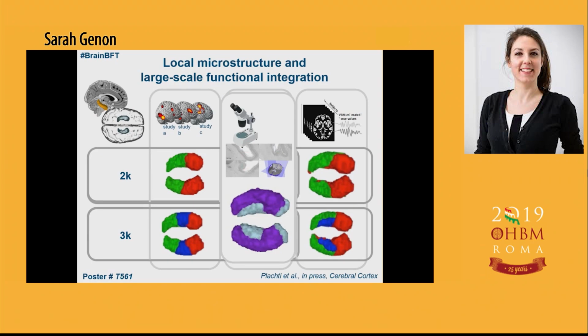So I hope this can convince you that different mapping features can give slightly different parcellation maps at least. So there are both convergence and divergence between the maps derived from different features.